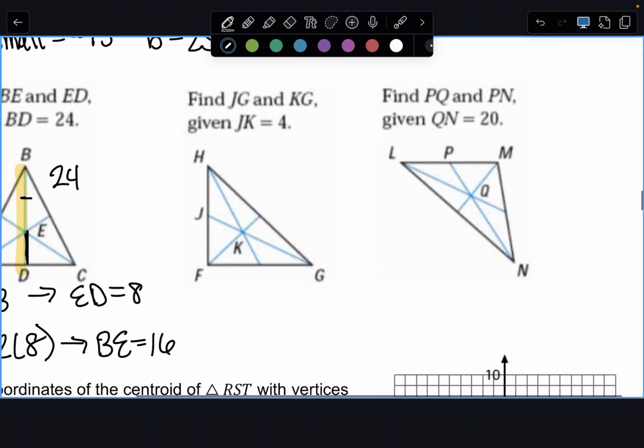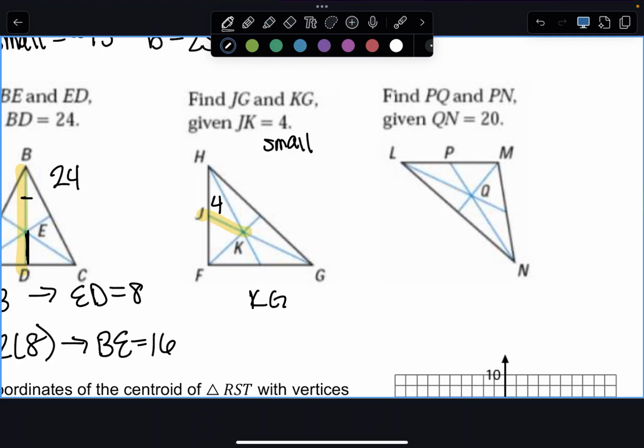So this one tells us JK, this piece right here, is 4. This goes from the midpoint to the center. Is that the big piece or the small piece? It's the small piece. Small piece is midpoint to center. Big piece is vertex to center. So we have the small piece. That's the best one to have. Let's find the big piece. That would be KG.